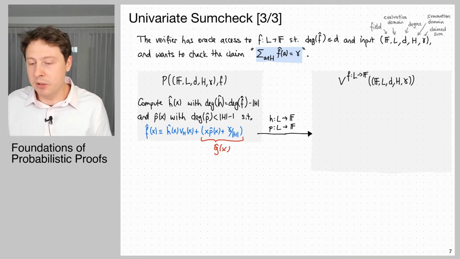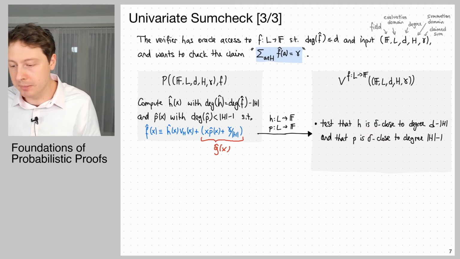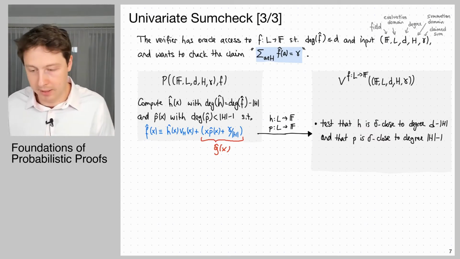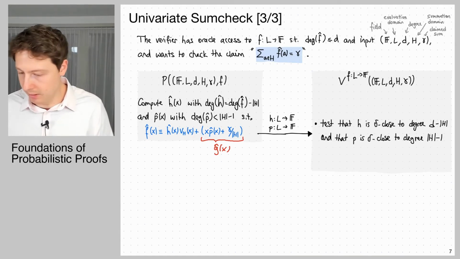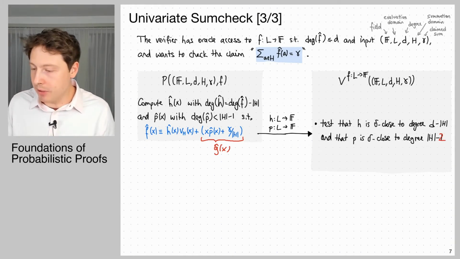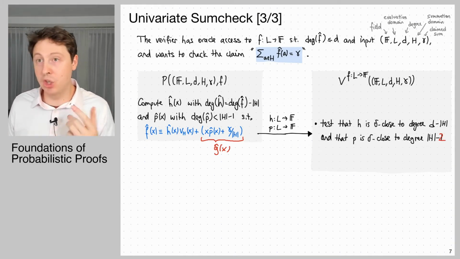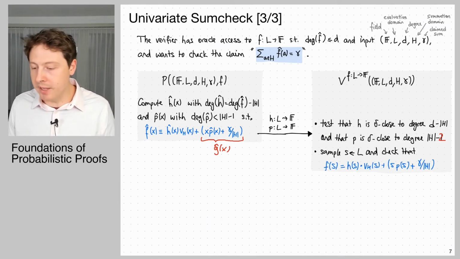And what will the verifier do? Well, the verifier will just test that h and p are close to their corresponding degrees, which I think should be, seems to be h minus 2 there, sorry. D minus h and h minus 2, right? Because g was h minus 1, and so if we remove x, that's h minus 2. And it will test this identity at a random point.